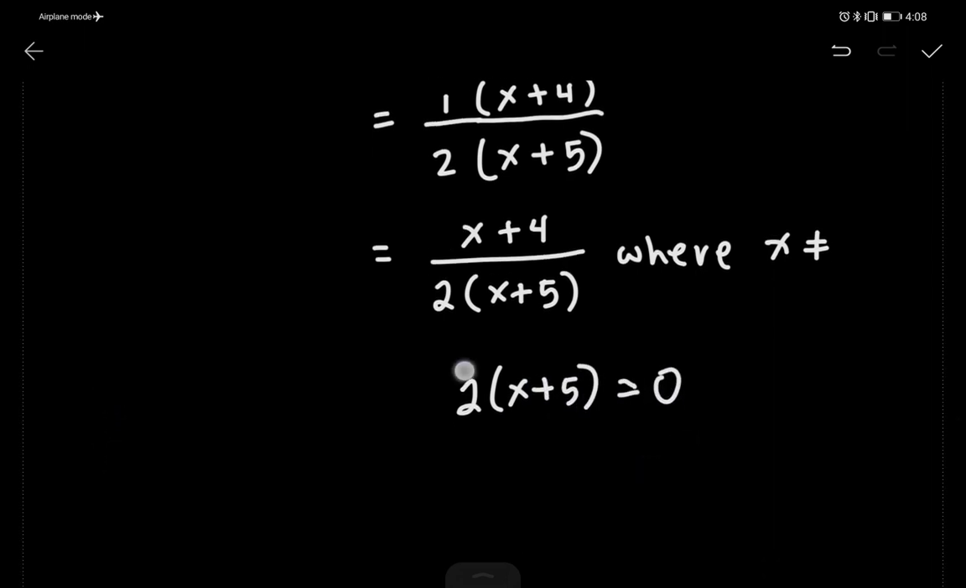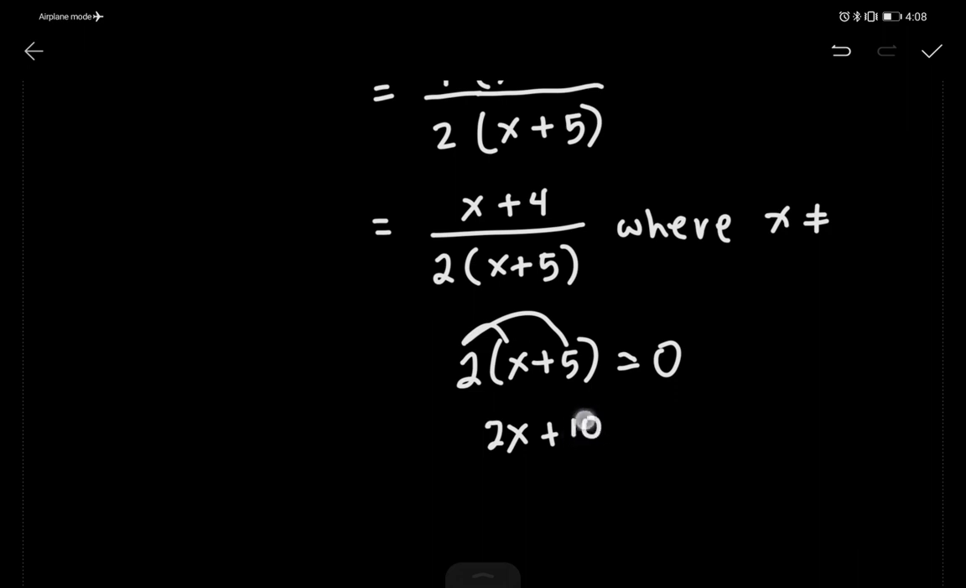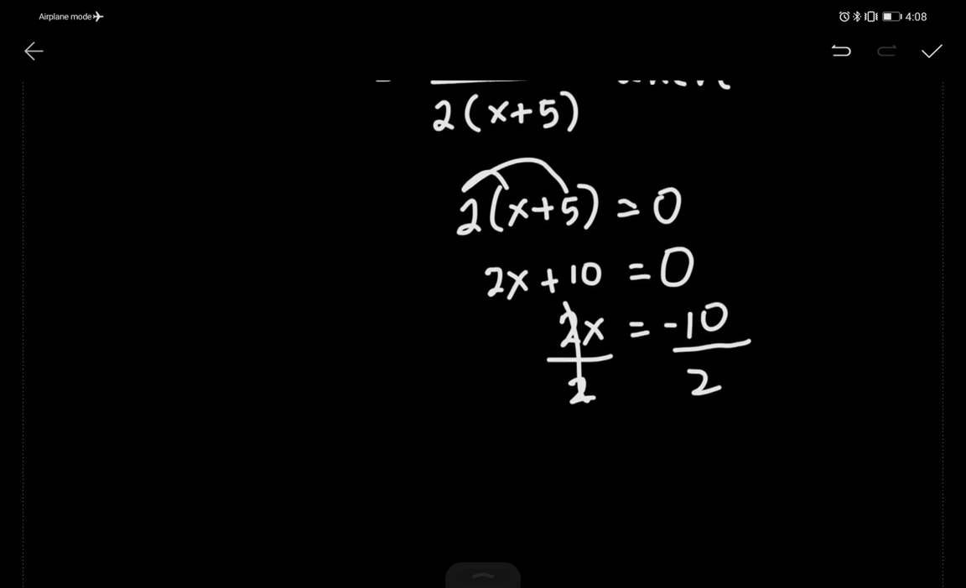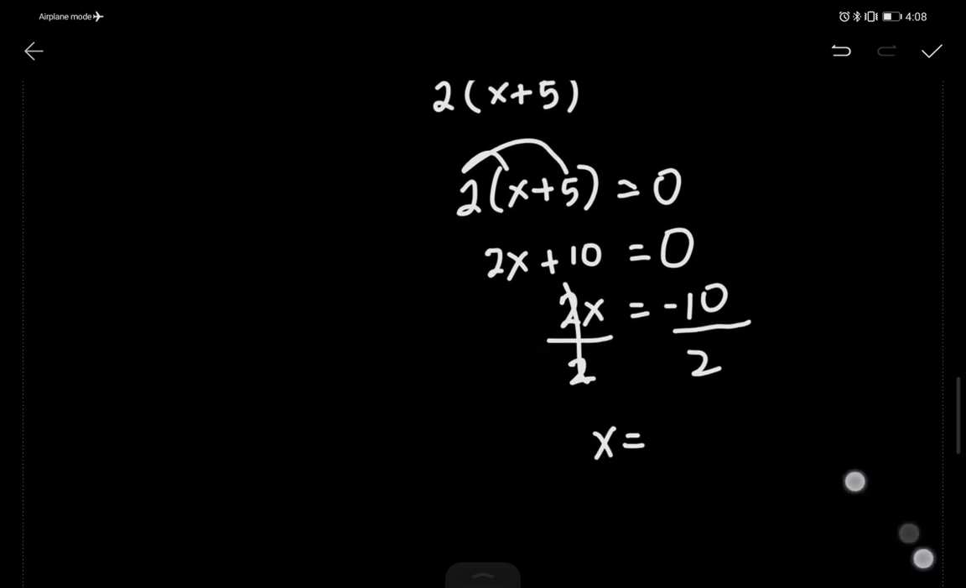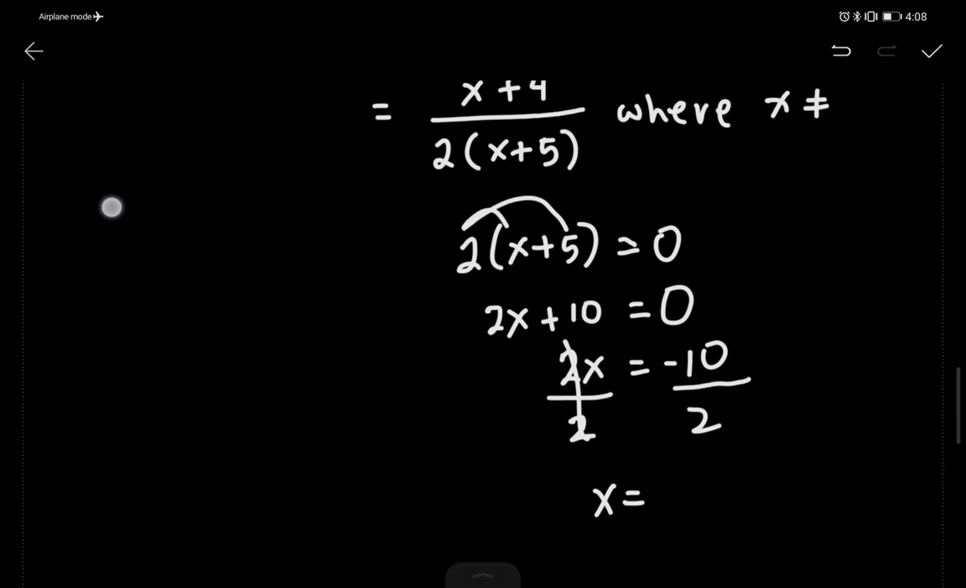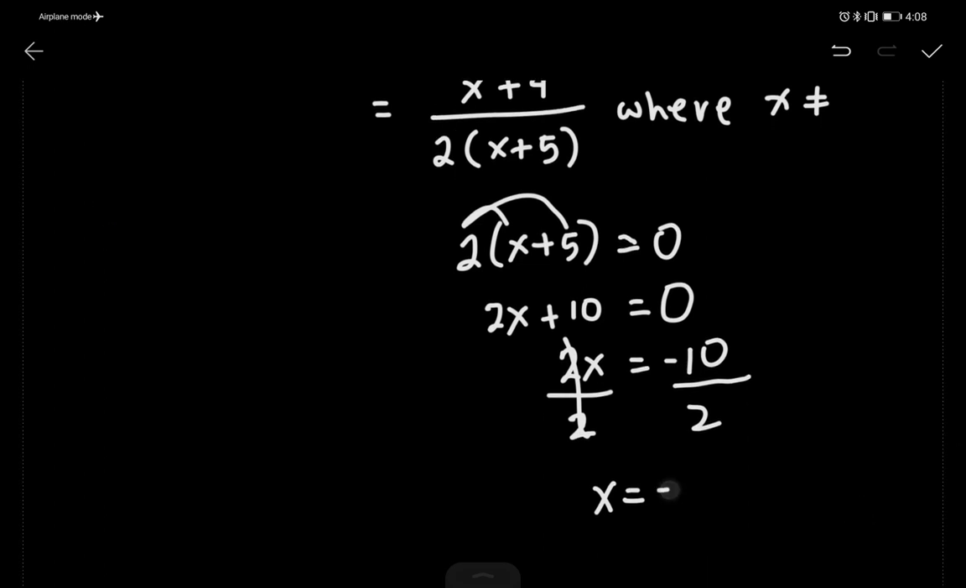So distribute 2 times x, this is 2x. Then 2 times 5, this is 10. So when this whole thing becomes equal to 0, we have here 2x, transpose the positive 10, so this is negative 10. Then divide both sides by 2 to get the value of our x. So the value of our x is equal to negative 10 divided by 2, which is negative 5.